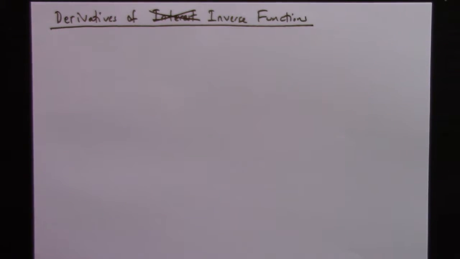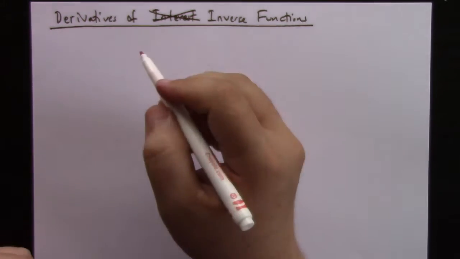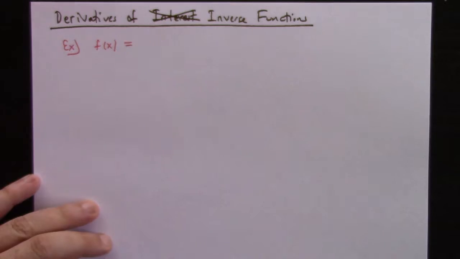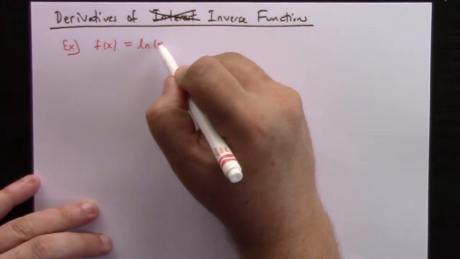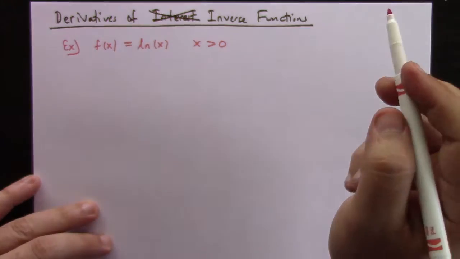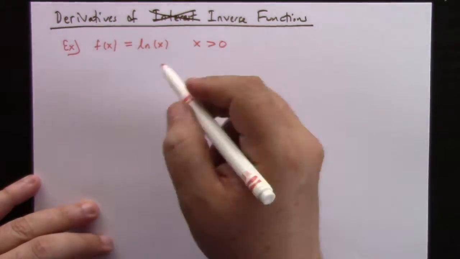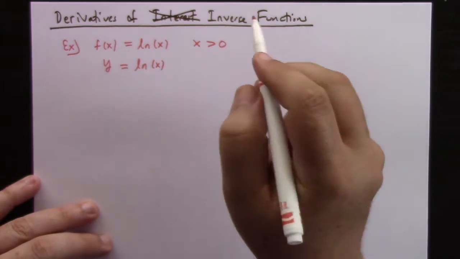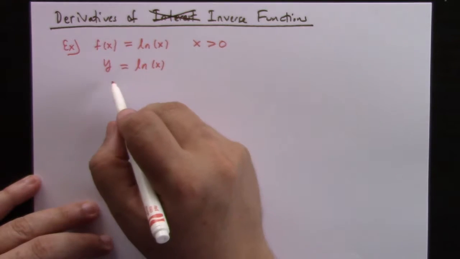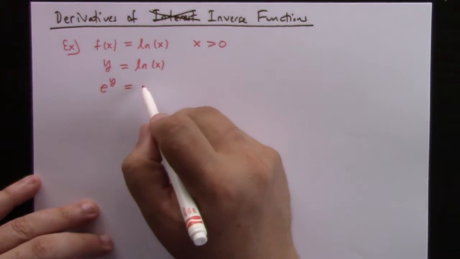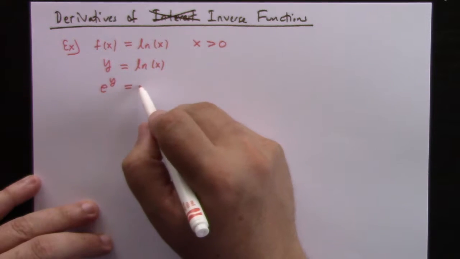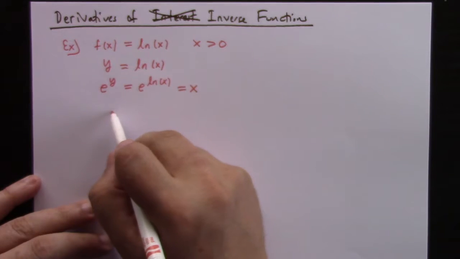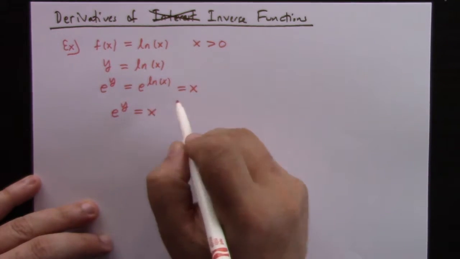So let's start with, for example, f of x is equal to natural log of x, for x positive. To find the derivative of this, suppose you don't know it, what we do is y equals ln of x, then I take the exponential of both sides. e to the y equals e to the ln of x, which is just x again. So there you go, I've got e to the y is equal to x.